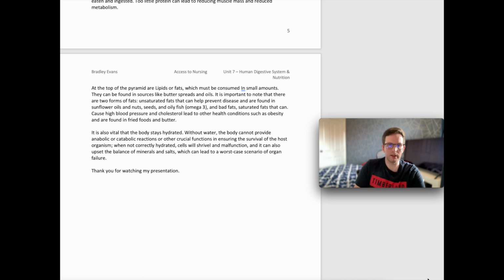It's also vital that the body stays hydrated, as without water the body cannot provide anabolic or catabolic reactions and other crucial functions in ensuring the survival of the host organism. When not correctly hydrated, cells will shrivel and malfunction, and it can also upset the balance of minerals and salts, which can lead to a worst case scenario of organ failure.